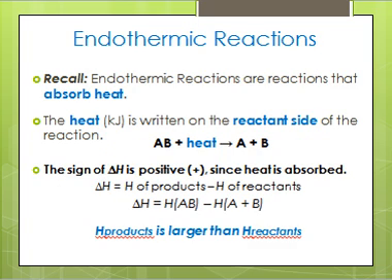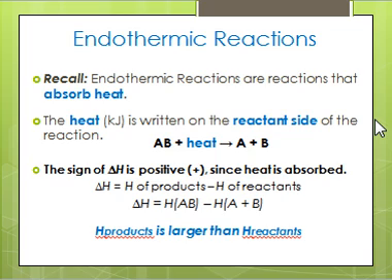So when a reaction is endothermic, we're going to write the word heat on the left-hand side. And the sign of delta H will be positive because heat is being absorbed. So this delta H is the products minus reactants. The products is going to be a larger value than the reactants, so that in the end, we end up with a positive value for delta H.